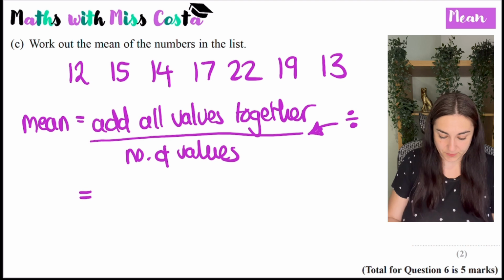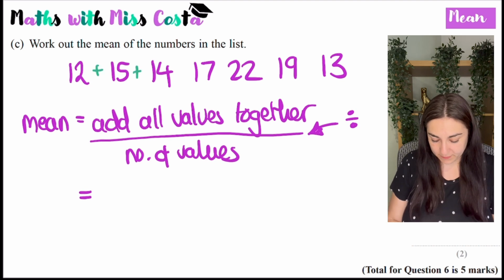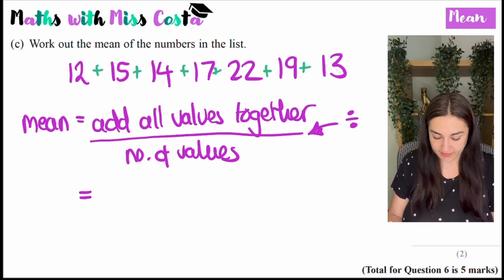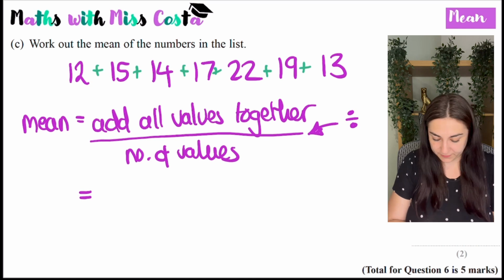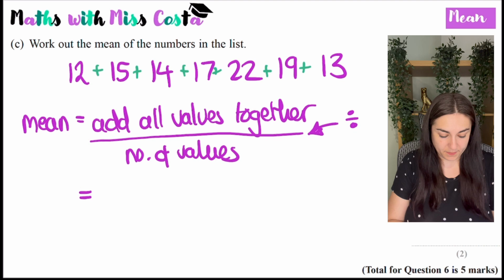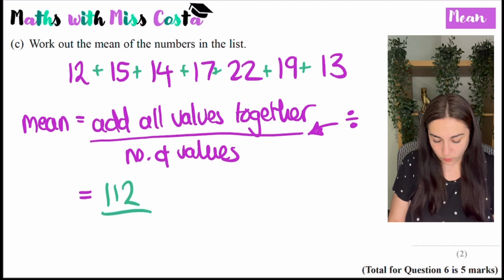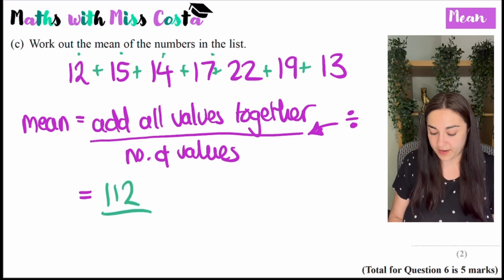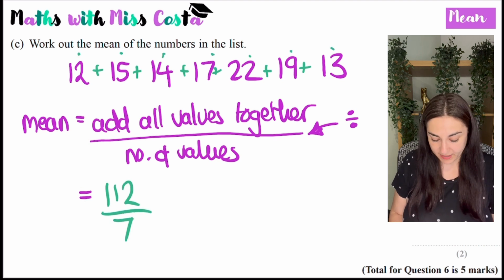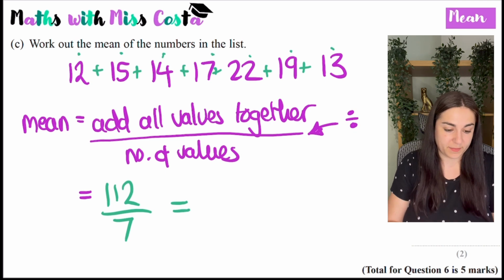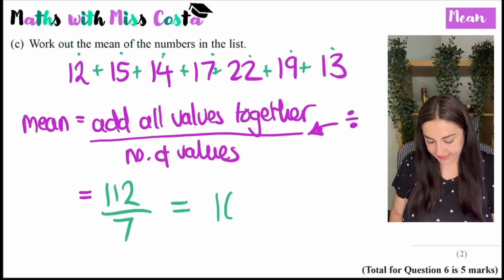So 12 plus 15 plus 14 plus 17 plus 22 plus 19 plus 13 gives me 112. And there are 1, 2, 3, 4, 5, 6, 7 numbers. So I divide by 7. Divide by 7 and I get 16 as my mean.